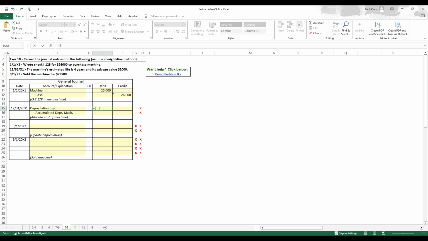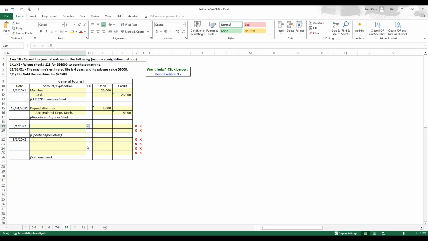And our basic formula, 26,000 cost minus 2,000 salvage value divided by, we can just use full years because we bought it right at the first day of the year for the problem, and we're just doing the ending day of the year. So we don't need to break it down to months. At least we don't need to here. We will have to here. On 9/1, we sold the machine for $22,500.